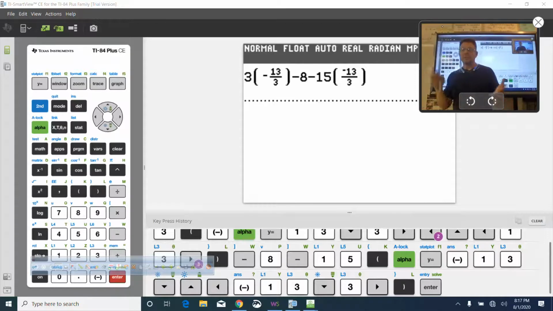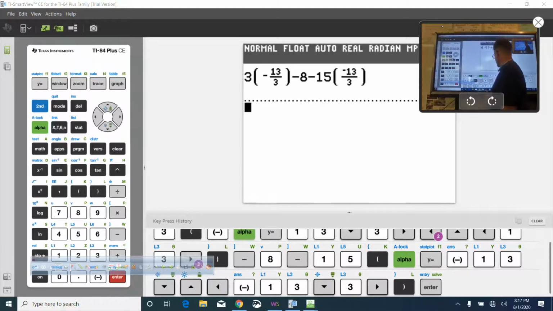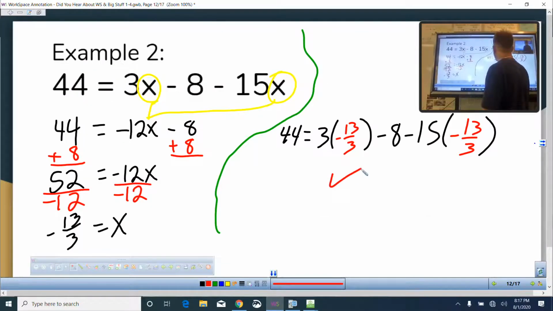Now we have a solution, because that which you can plug in makes it true. So we plugged it in for x, made it true. So we're sure about our solution now. Okay? So we check that guy out. All right, example number 3.